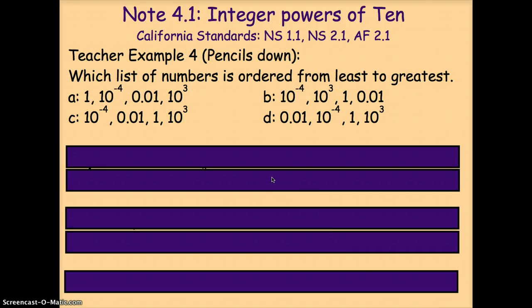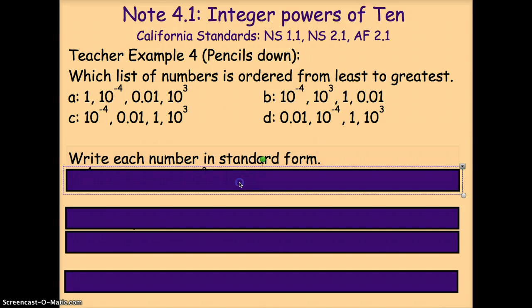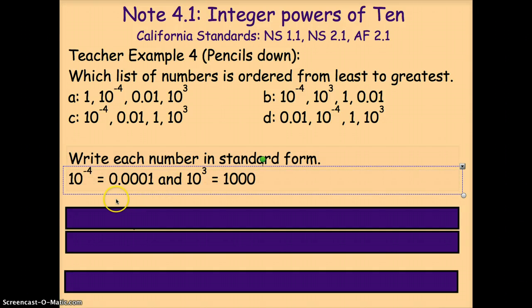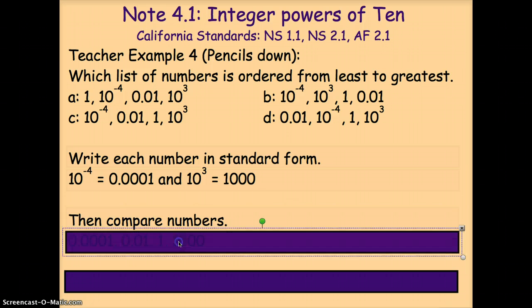Which list of numbers are ordered from least to greatest? Now, in order to be able to solve these, I need to have all the numbers in the same form. So I either need them all as a power of 10 or all in standard form. Doesn't matter which way you do it, but they need to be the same. So here, I can write them all in standard form. 10 to the negative fourth and 10 to the third are the two that I need to change. Okay. Here, I can compare the numbers now.